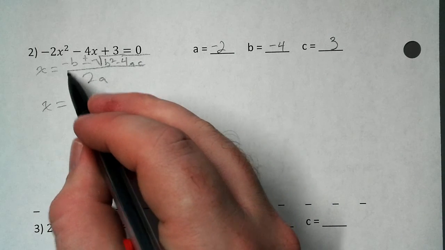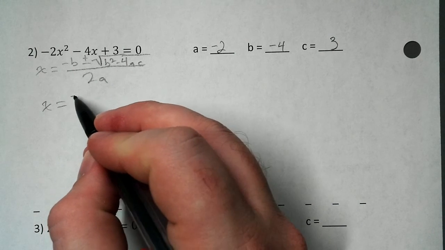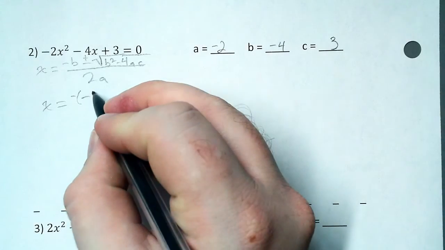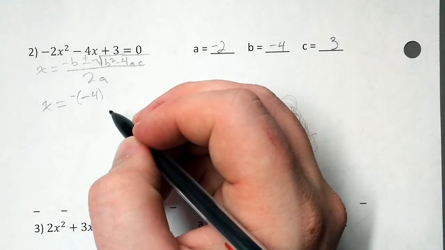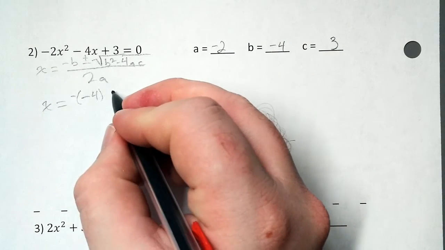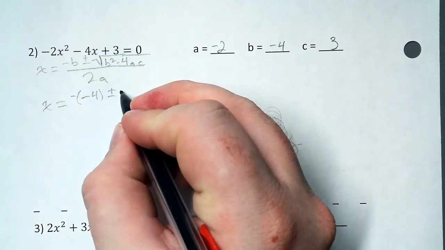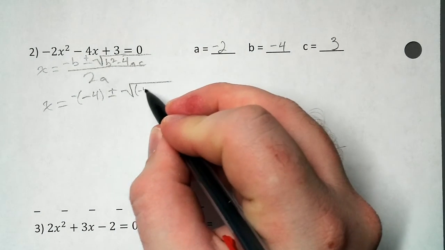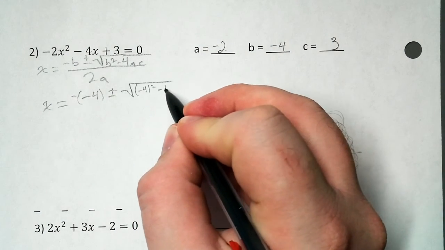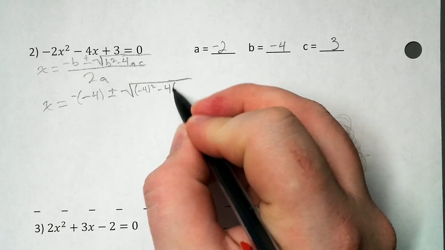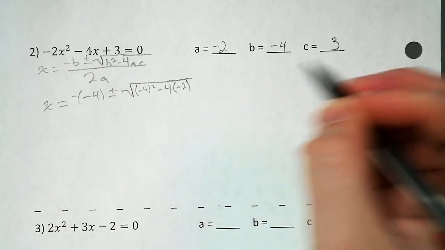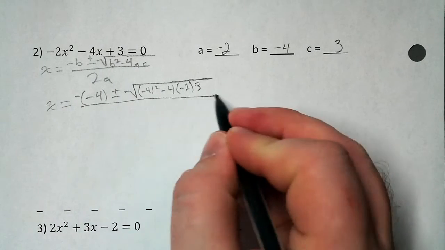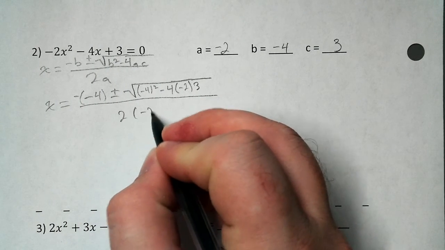Now, this negative is always part of the formula, so it will be negative. And then our b was already negative, so a negative and a negative, that's going to be a positive in a minute. Plus or minus square root b squared, so negative 4 squared minus 4 times a, which is negative 2, times c, which is 3, over 2 times negative 2.